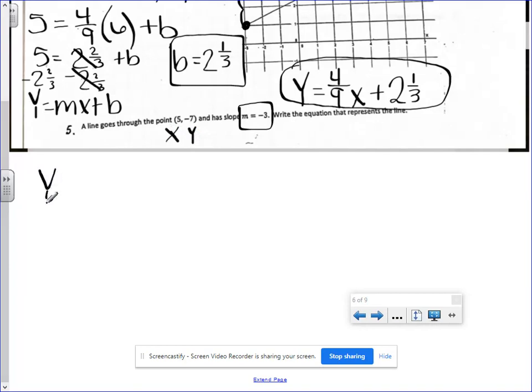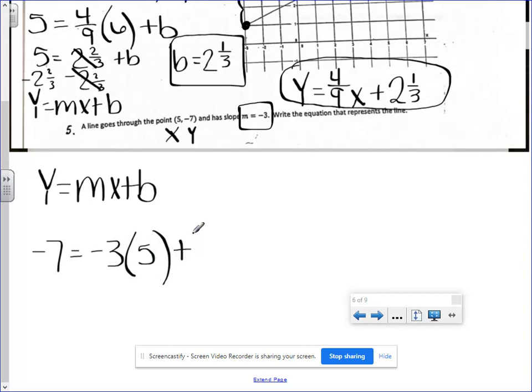So we're using the same equation. It's actually very similar to the one we just did. Y equals mx plus b. I now know what I can replace y with, and that's a -7. I know what I can replace m with. It's -3. I know what I can replace x with. It's 5. But we still do not know what the letter B is. That's what we're trying to figure out.